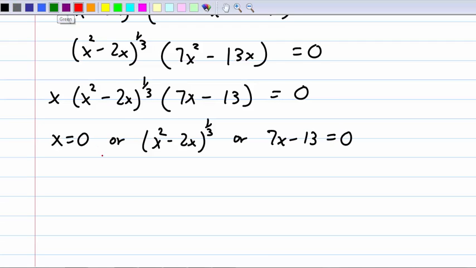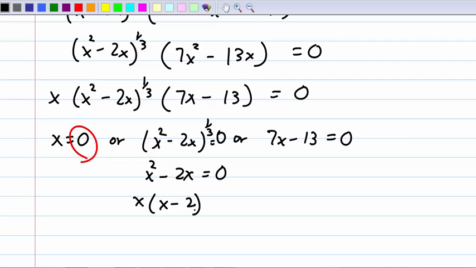So with x equals 0, there's our first answer. If x squared minus 2x to the 1/3 equals 0, that means x squared minus 2x equals 0. And now you can factor that and set each of those factors equal to 0. So x equals 0, but we've already got that as an answer. So here's our second 0, our second root. And finally, let's solve this, and we get a fraction for an answer.